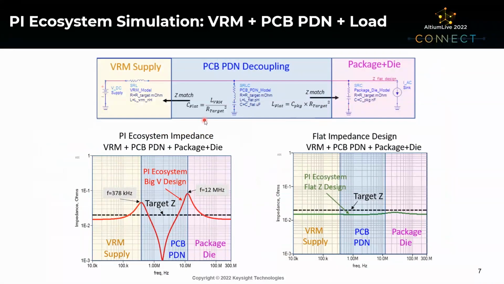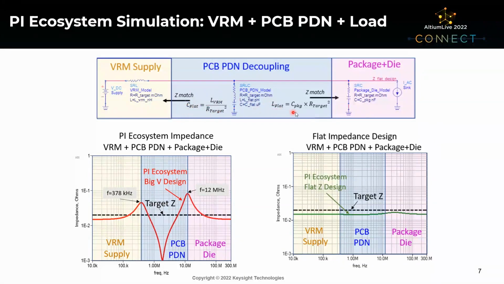It turns out that if we want to meet that flat impedance target, if we want to avoid these resonant peaks here, we can select a capacitor. The bulk capacitance on our printed circuit board decoupling should equal the inductance of the VRM, so that the increasing inductance of the VRM needs to be matched by a capacitor that's decreasing in impedance. And that capacitance is simply the inductance of the VRM divided by the target impedance squared, which will give us the amount of capacitance we need.